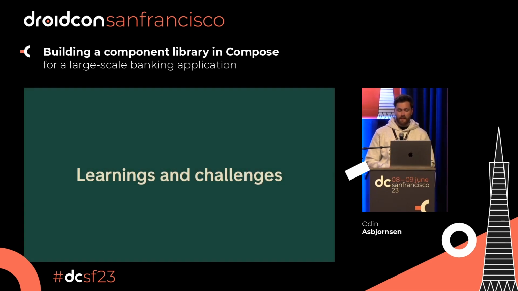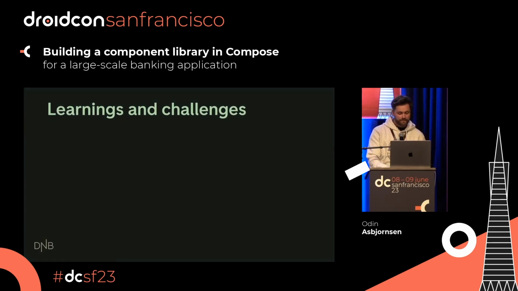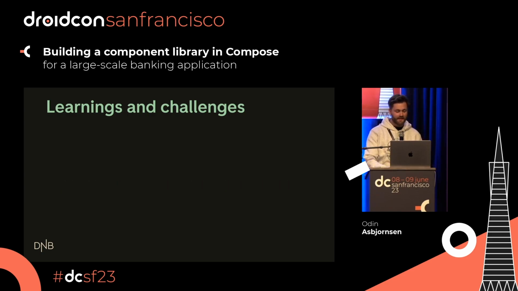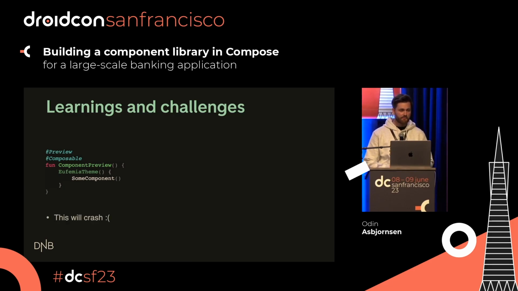So what did we actually learn, and which challenges did we have during the development of this library? One of the things that we noticed was that if you use a custom theme in your previews without setting the loyalty program type, it will crash the preview. This was kind of cool. So we had some previews that looked like this. You have some component, and then it was wrapped with the Femia theme, so it looks very correct. But this will actually crash your previews.